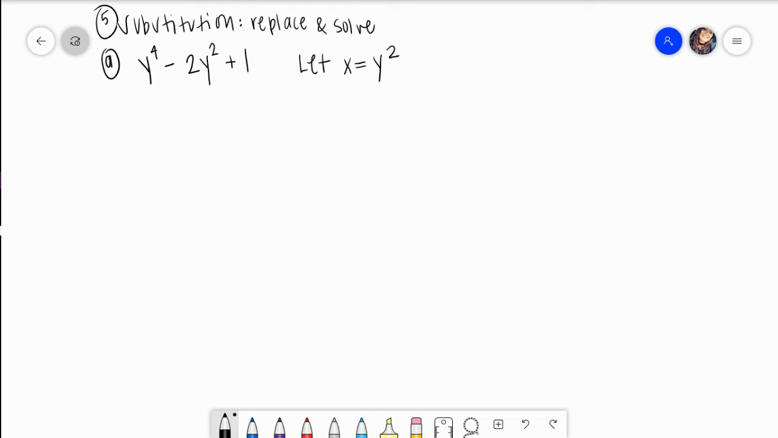Here what we do is we replace and we solve. So for our problem, we have y to the fourth power, a negative 2y squared, and a positive 1. So I actually don't really have anything just yet to do whenever my leading variable is raised to the fourth power. Everything that I have is whenever it's being raised to the second power. So what I'm going to do is actually substitute. Instead of y squared, I'm going to let x equal y squared.